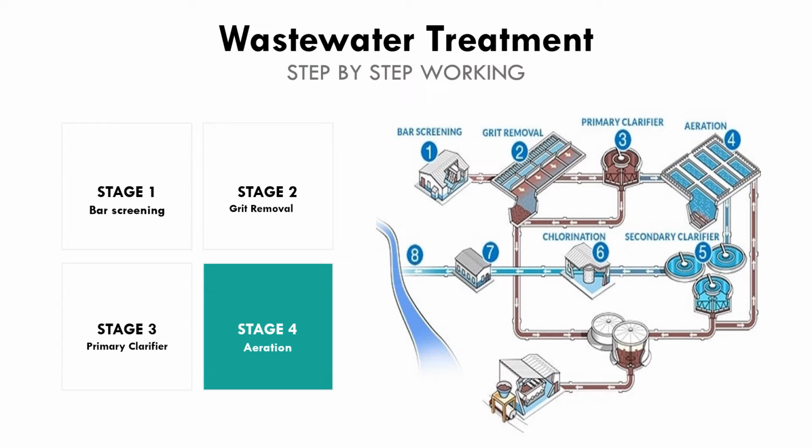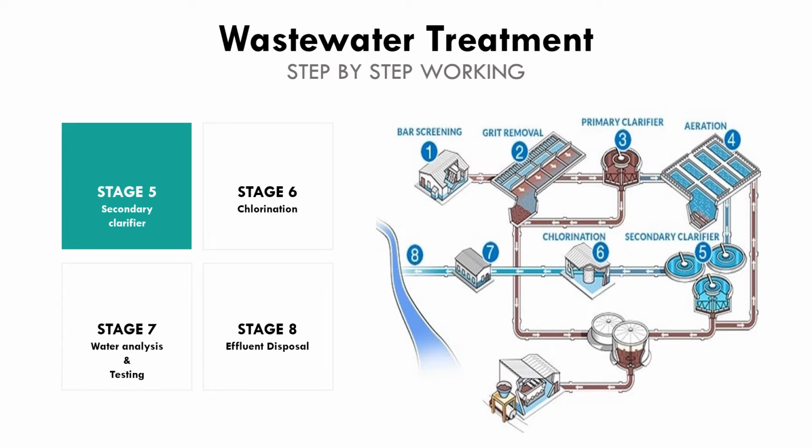Step 4. Aeration. The primary function of the aeration tank is to pump oxygen into the tank to encourage the breakdown of any organic material like the growth of bacteria, as well as ensure there is enough time for the organic material to be broken down.